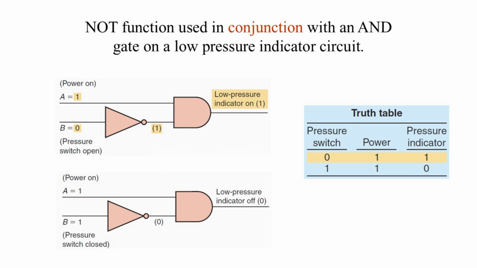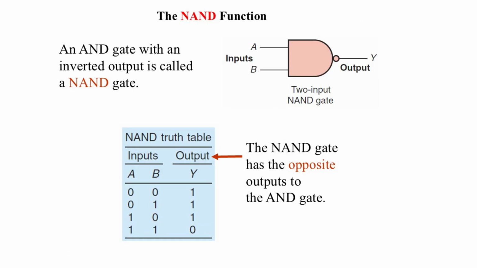In short, the NOT gate reverses the pressure switch signal, so the warning light turns on only under low-pressure conditions and power is available. Another combination of basic gates that is useful is the NAND function, which is simply an AND gate followed by a NOT gate. In other words, the NAND gate gives the opposite output of the AND gate.